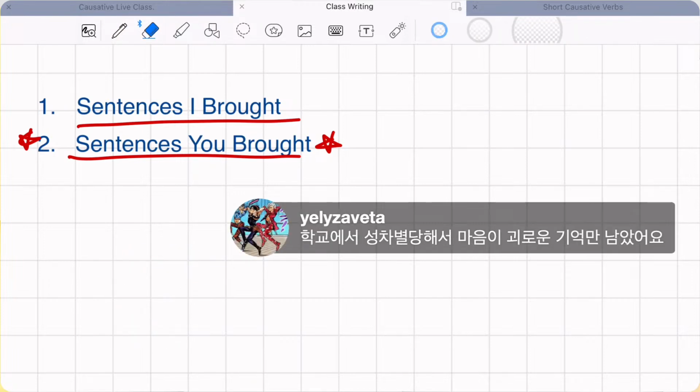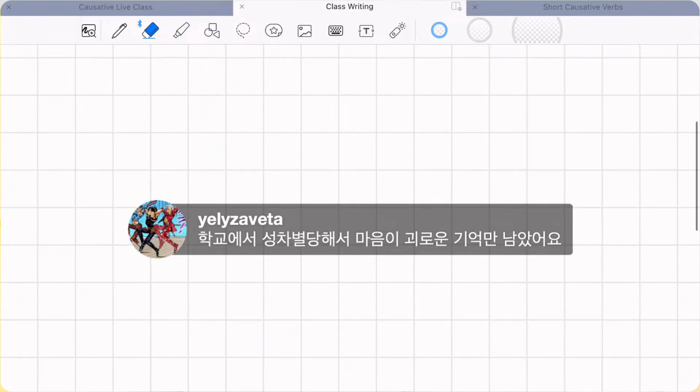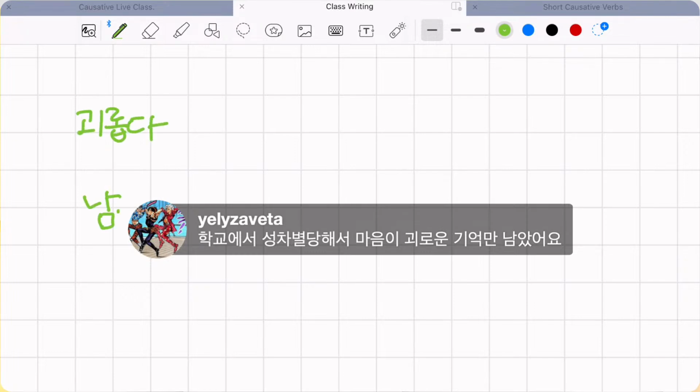그리고 옐리님, 학교에서 성차별 당해서 마음이 괴로운 기억만 남았어요. 와우, okay. So this sentence itself, the content itself, is quite sad. 그쵸? I'm so sorry if it's your true story, 옐리님. 일단은 옐리님 used the adjective 괴롭다 on the list, and also 남다 on the list.